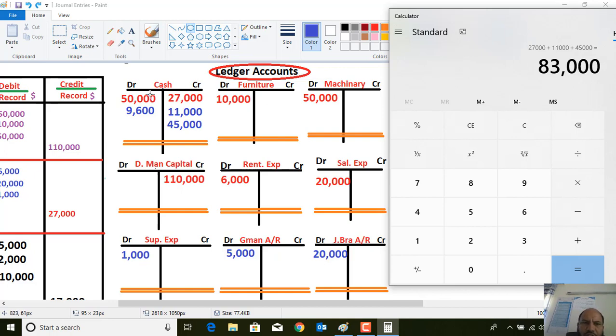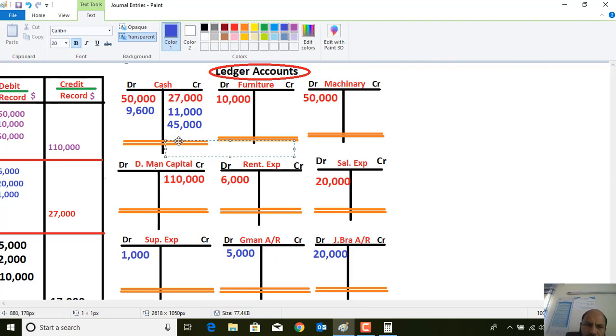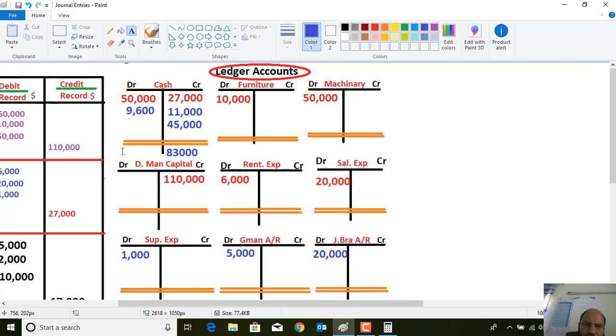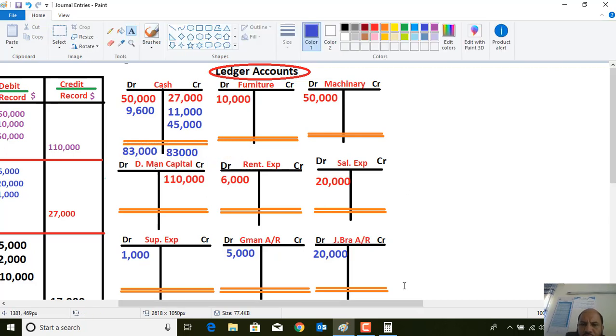Dear student, in this ledger we have the two sides, the debit side and the credit side. The debit side is having a balance of 59,600 and the credit side is having a sum of 83,000. So dear, we will write down the highest amount. So let's record 83,000 over here. We will make both the sides equal. So here we will also write down 83,000.